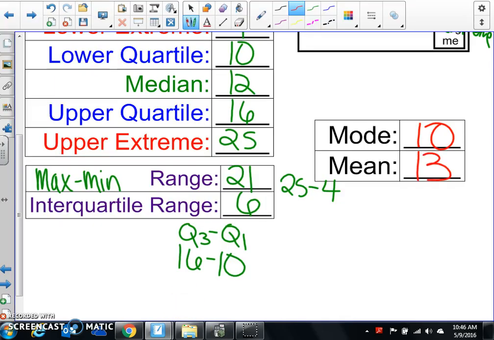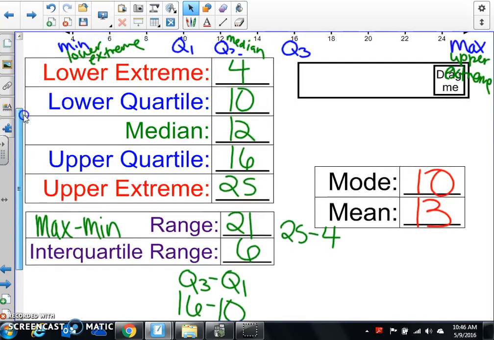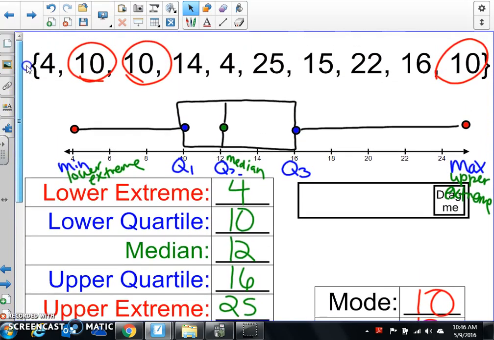Now, if you wanted to calculate it the old school way, you would add up all of your values that were originally given, and then you would just divide by how many there were. So you would divide by, for this instance, 1, 2, 3, 4, 5, 6, 7, 8, 9, 10 numbers. So you'd add them all up and then divide by 10. Okay?